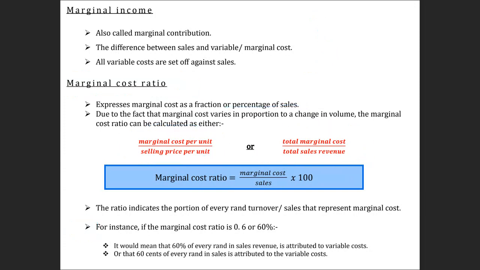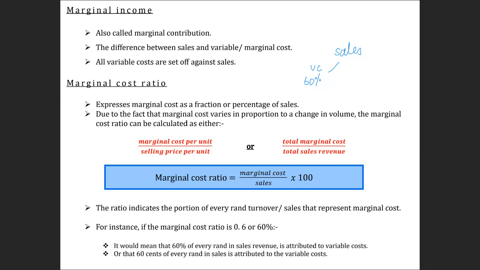Or you can say that, so I'm just going to write it here. So your sales figure, 60% of it, or if you had a figure of 60%, 60% of the total sales would be allocated to our variable costs or our marginal costs. Or you can say 60 cents out of every rand worth of sales is going to be allocated to your variable cost. So this is how we look at your marginal cost or your variable cost.